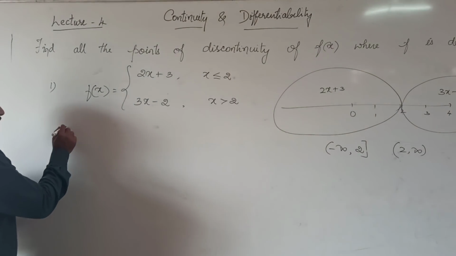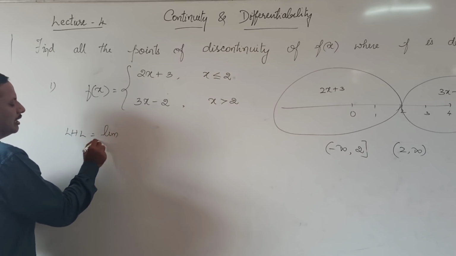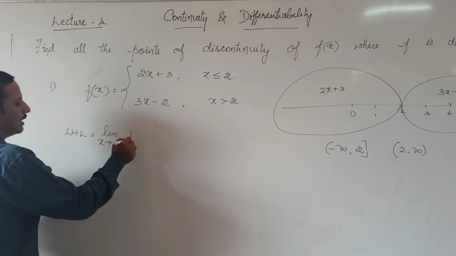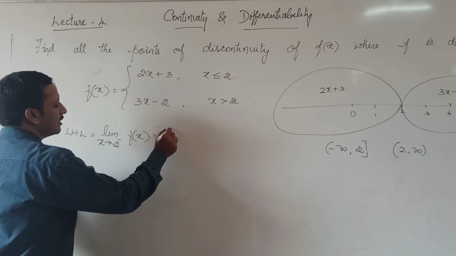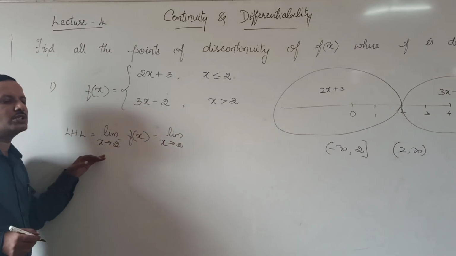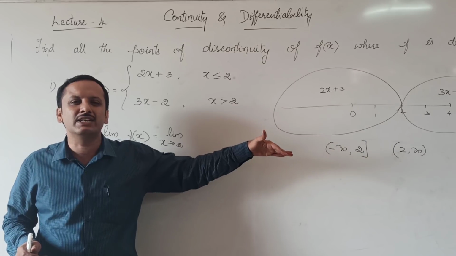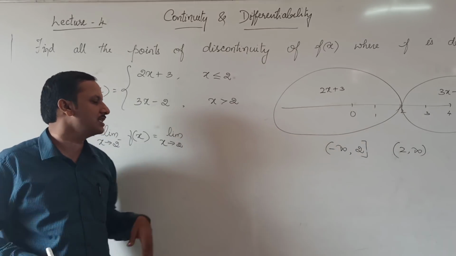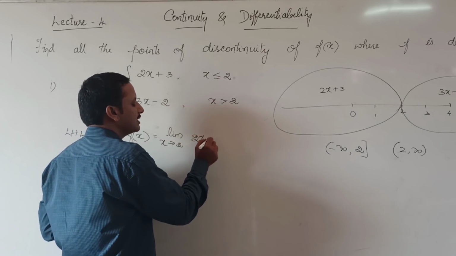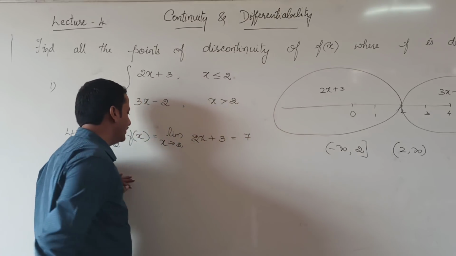Okay. So, for that, I will find out the left hand limit. Left hand limit is equal to limit x tends to 2 minus f of x. That's equal to limit x tends to 2 f of x, where x is approaching 2 from left side. When x approaches 2 from left side, x is less than 2. When x is less than 2, the function is defined as 2x plus 3. Apply the limit here, 2 into 2, 4 plus 3, that is 7.